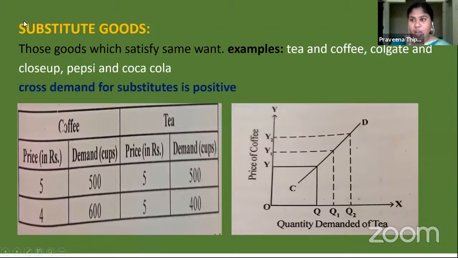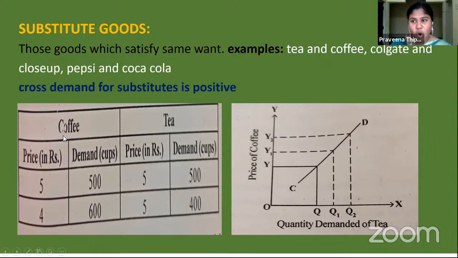We'll see how the cross demand will be if the good is a substitute good. We know that substitute goods are those goods which satisfy the same want. Examples of substitute goods are tea and coffee, Colgate and Close-Up, Coca-Cola and Pepsi. These are all substitute goods. We'll see how the demand curve will be for substitute goods. Here the cross demand is positive. It is a positive relationship.